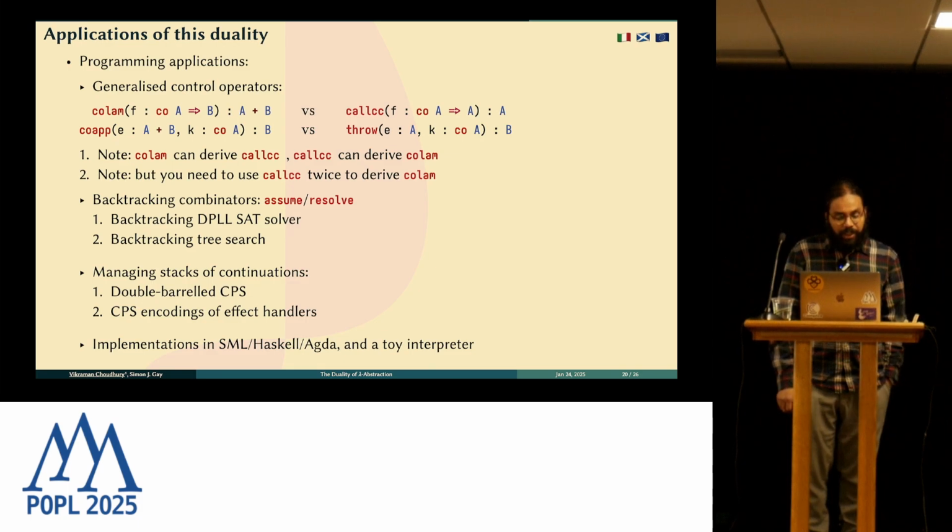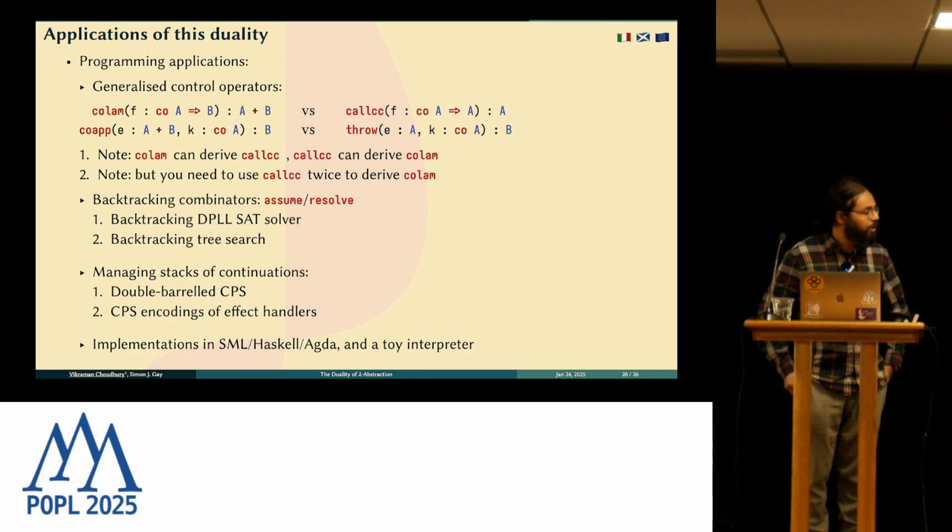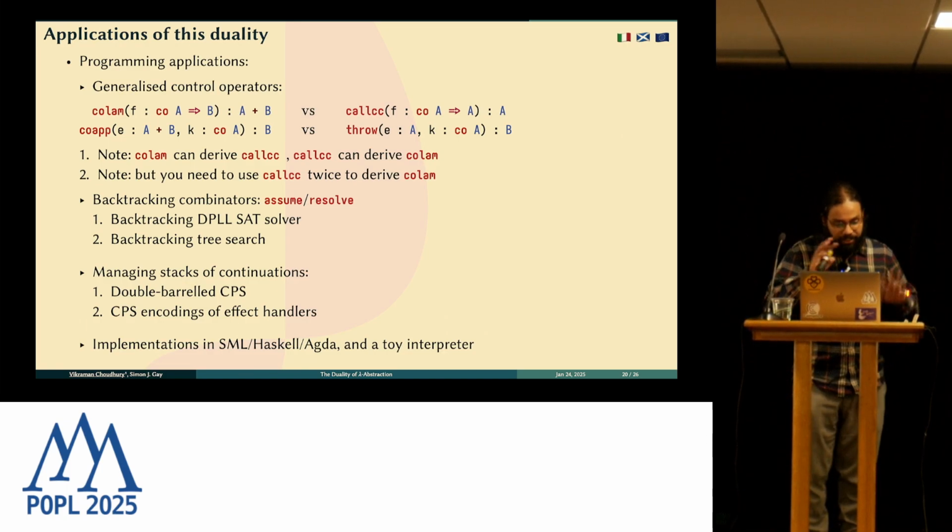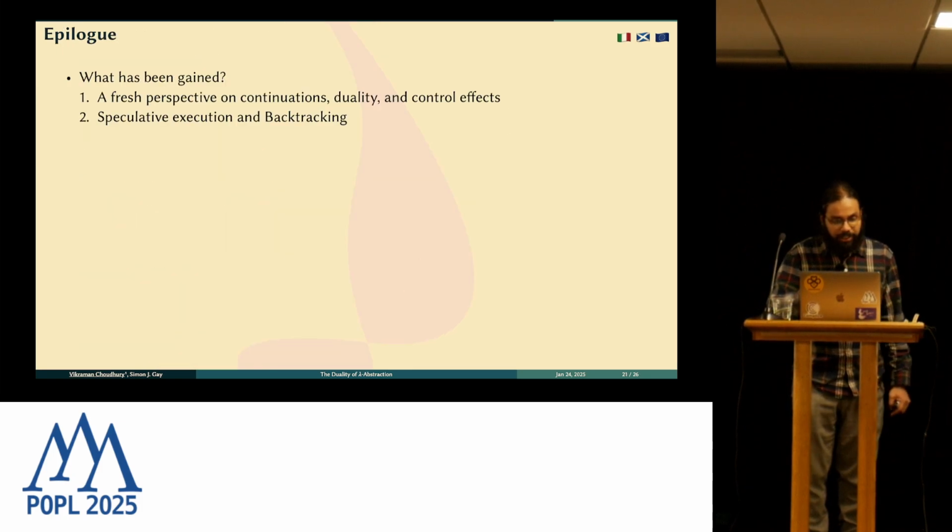And I have written many programs using co-lambdas, and I really like them when I do backtracking, when you have two continuations. So there's a SAT solver, there's tree search, and I've also implemented a library for effect handlers. You can also play around with this calculus using my interpreter, which is on the artifact, and you can implement them in various languages you like.